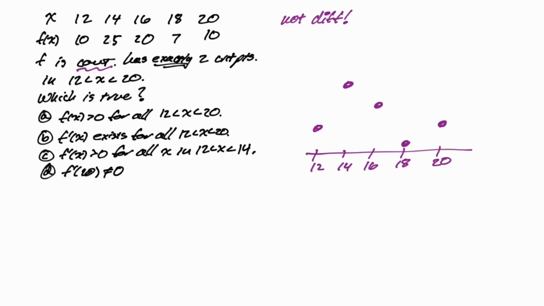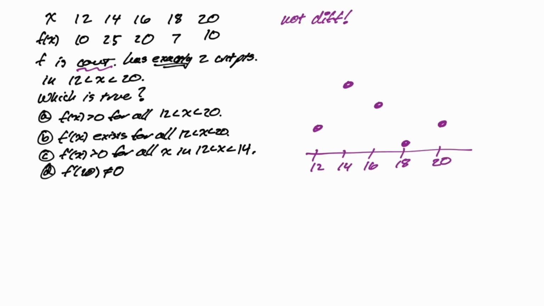So like 12 and 20 should both have the same height, and then you want to go way up and then less up, and then you want to be below 10. So we have something like this. Now let's investigate each one individually, right? So f of x is greater than 0 for all x between 12 and 20.